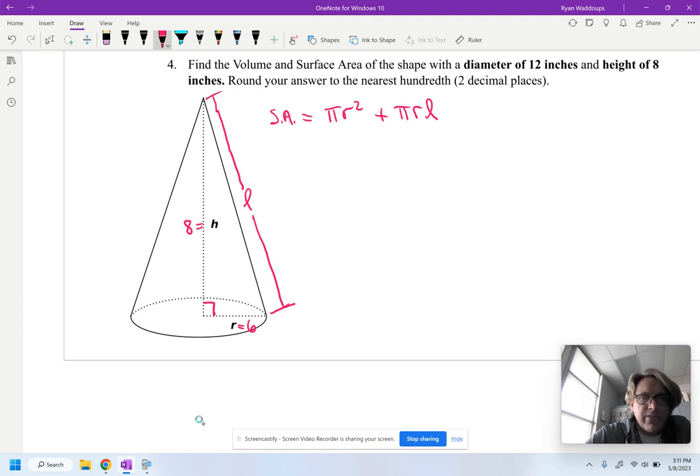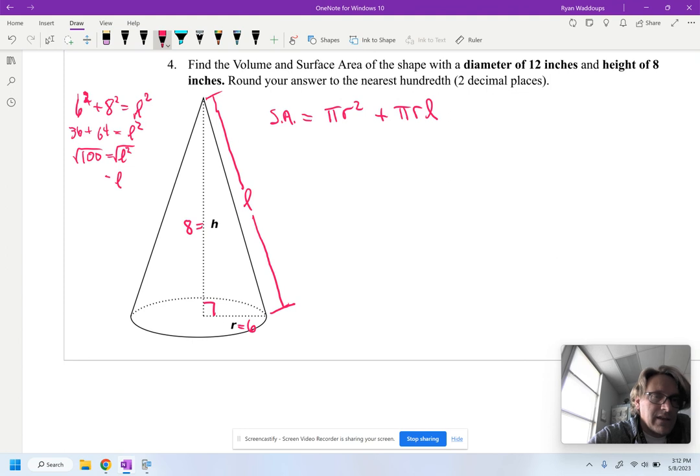And we can use the Pythagorean theorem to say, let's go over here and write this, 6 squared plus 8 squared equals L squared, the hypotenuse of that right triangle. So 6 squared is 36, and 8 squared is 64, and that's equal to L squared. And 36 plus 64 is 100. That's equal to L squared. And then the opposite of squaring is taking the square root. So I take the square root of both sides there, and then L is equal to 10. So L is equal to 10. And now we can plug those values in here.